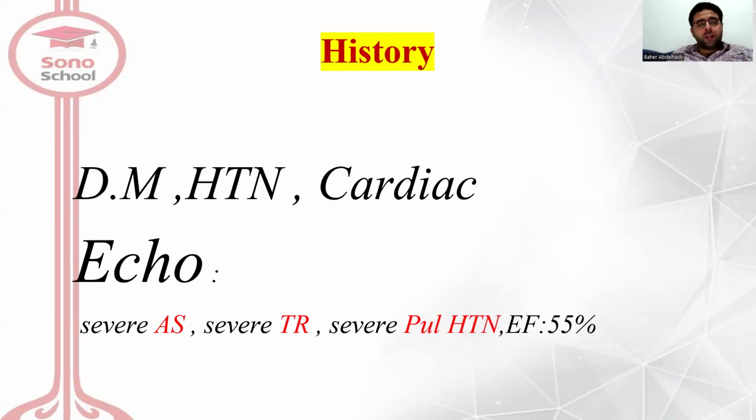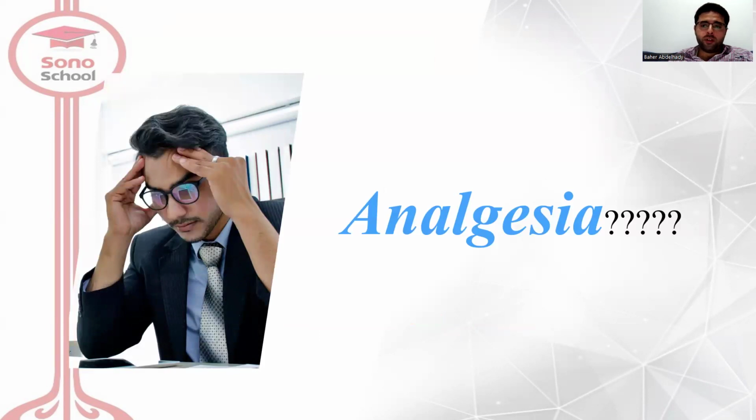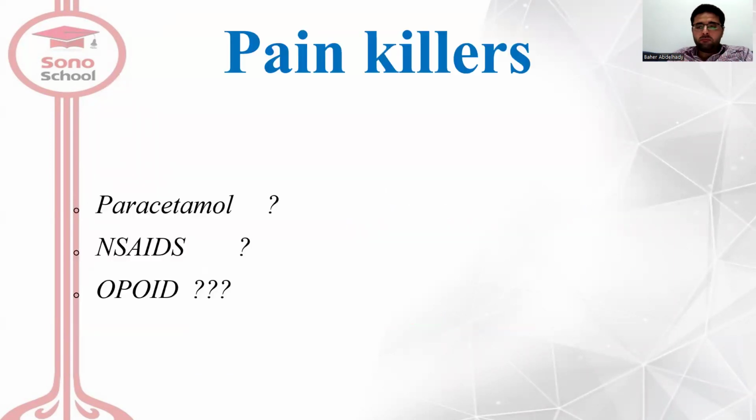The history of our patient shows she has diabetes, hypertension, and cardiac issue. Echo demonstrates severe aortic stenosis, severe tricuspid regurgitation, severe pulmonary hypertension, and ejection fraction was 55%. What do you think about analgesia for this patient? If you met this patient at ER, let's see what we have as a painkiller. Paracetamol, good, no problem with this patient, but it is weak.